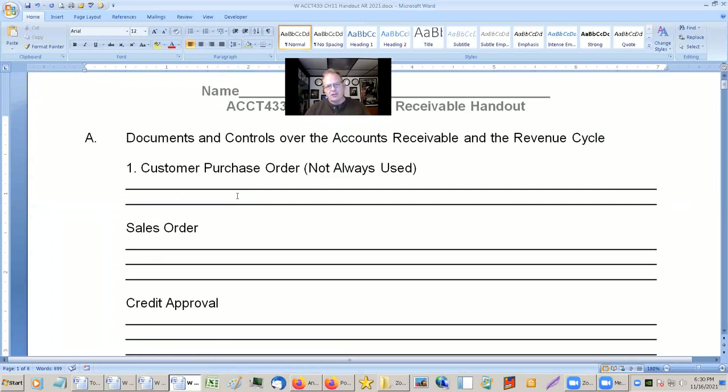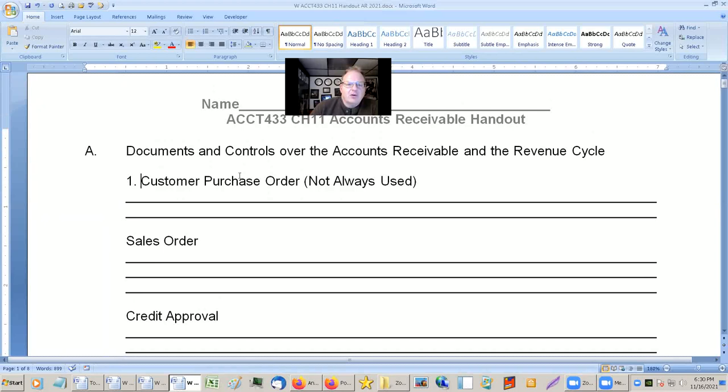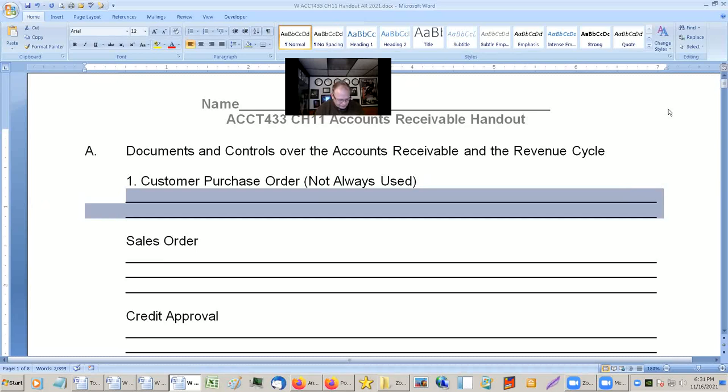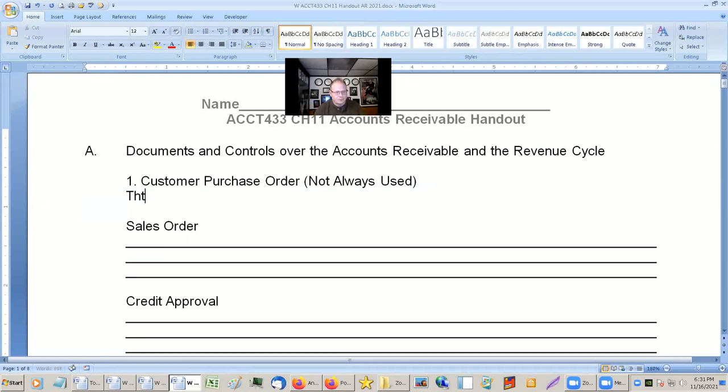Now, customer purchase orders are usually used by businesses. You don't walk into Walmart with a purchase order. You just go up and buy it. So this isn't always the case for all companies. But a customer purchase order usually shows the initiated, and usually it has a price on it.